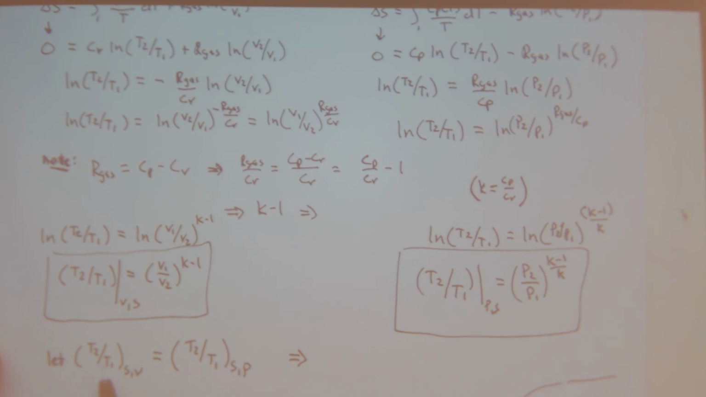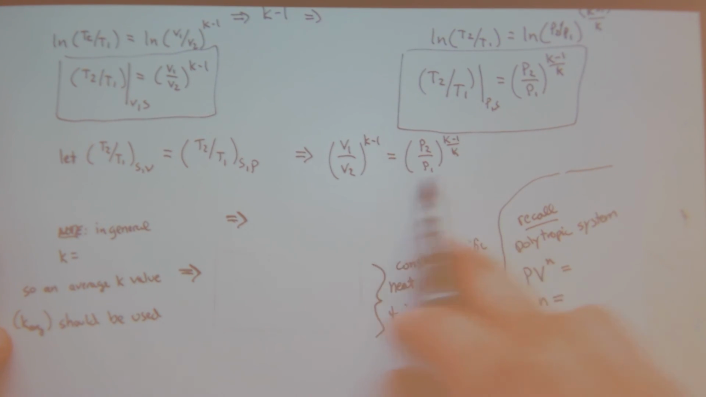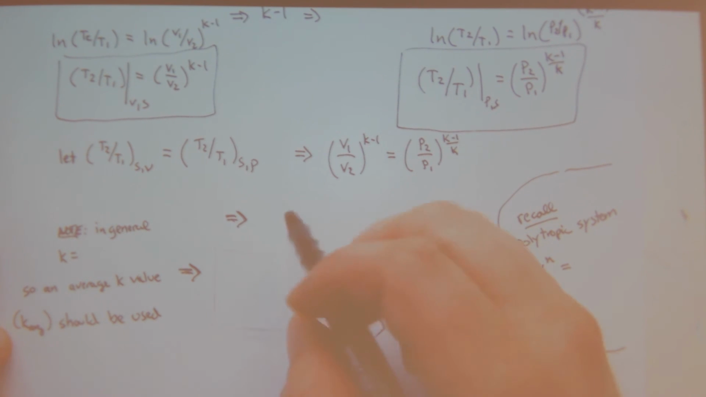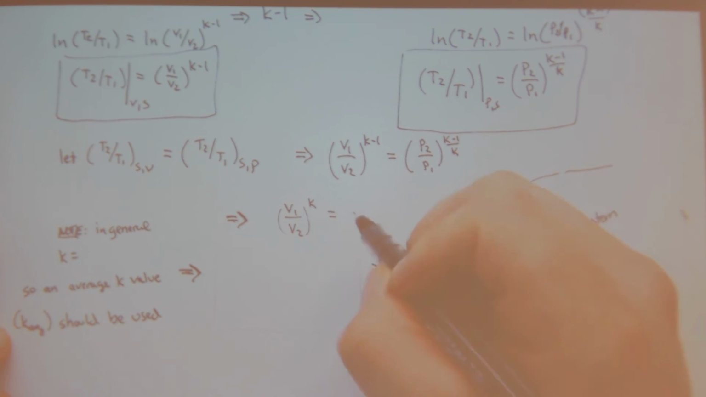So let's let T2 over T1 at constant entropy and volume equal T2 over T1 at constant entropy and pressure. So then I get V1 over V2 to the K minus 1 equals P2 over P1 to the K minus 1 over K. And what does that give me? So I have all that stuff. I can get rid of K minus 1s. So I get V1 over V2 to the K equals P2 over P1.